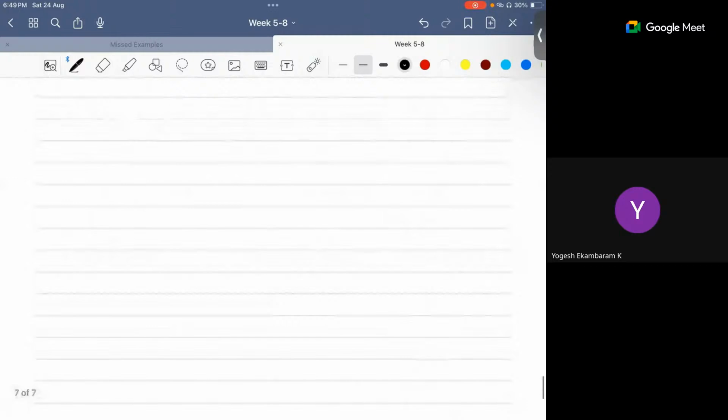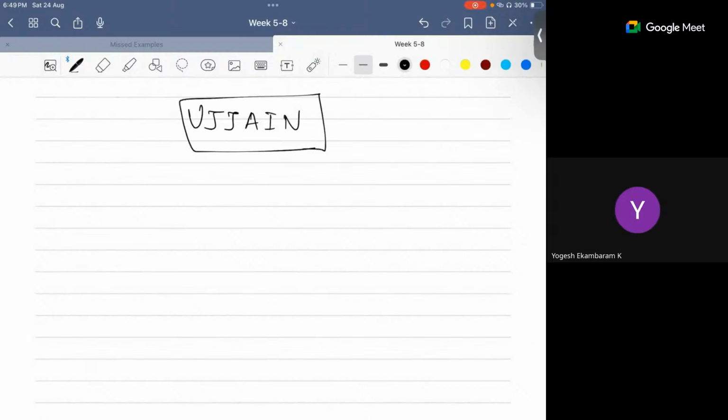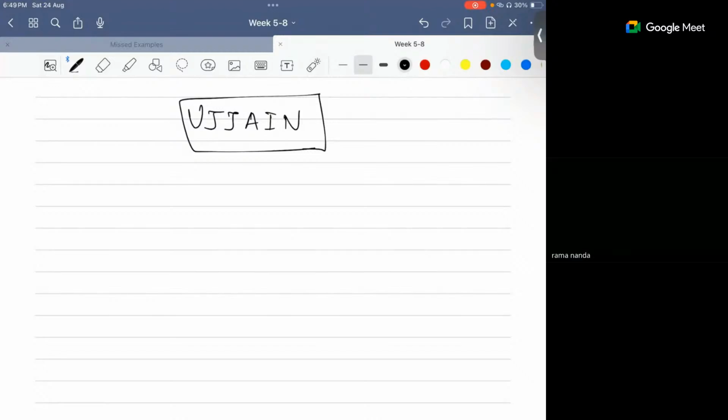Okay, let's try. Yes. The question clearly says: how many three-letter words, with or without meaning, can be formed using the letters of the word Ujjain without repetition, such that the alphabet I is one of the alphabets in each of the words that is formed.